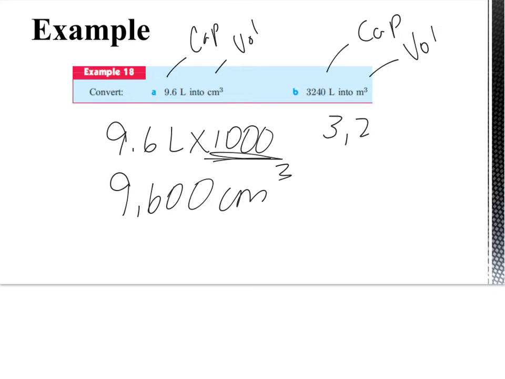Then 3,240 liters to cubic meters, we're going to divide by 1,000. Again, it comes straight from the chart on the previous slide. So we end up with 3.24 cubic meters, or meters cubed.